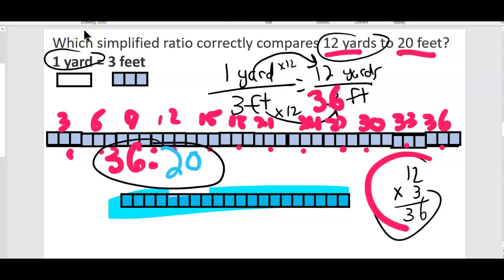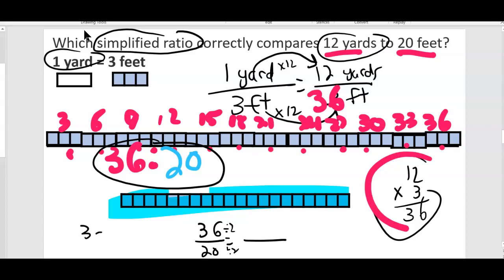But they want it in simplest form. Simplified. So let's do 36 over 20 equals. You can just keep dividing by 2 if you want, right? Divide by 2, divide by 2. 36 divided by 2 is 18. Yeah, 18 times 2 is 36. 20 divided by 2, that one's easy, 10. You can do it again if you want, till you can't do it anymore, right? Just keep going till you can't go anymore.